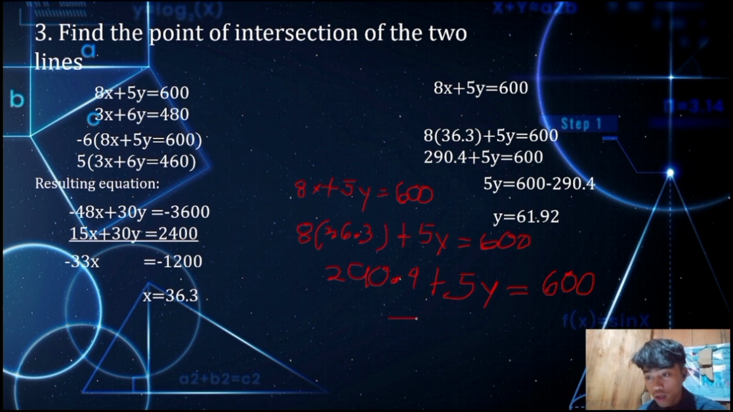So, yung kalabasan niya ay ganito. 5y equals to 600. 600 minus 290.4. So, dito na lang siya. 5y equals to 600 minus 290.4 is 309.6.